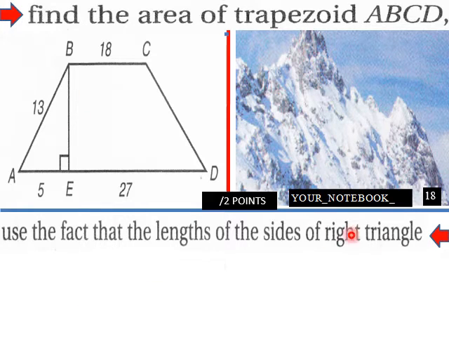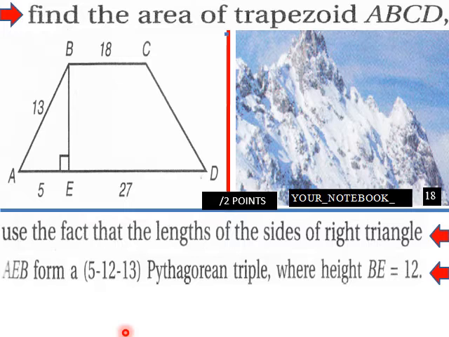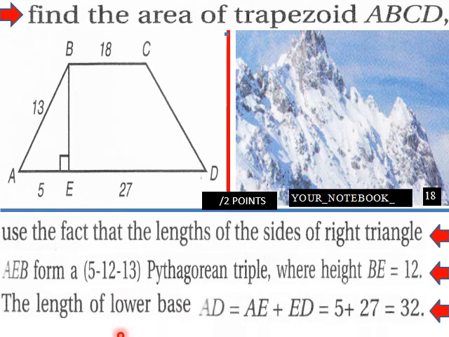Use the fact that the lengths of sides of the right triangle are 13 and 5, and we don't know what that is yet. It is a 5, 12, 13 Pythagorean triple where height is 12. The length of the lower base AD is equal to AE plus ED equals 5 plus 27 equals 32.